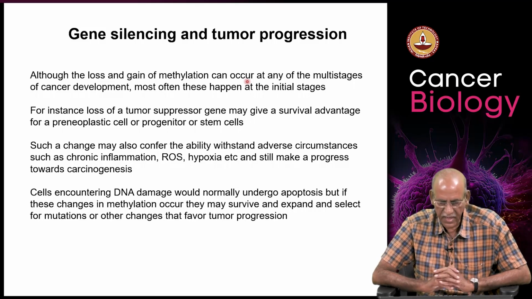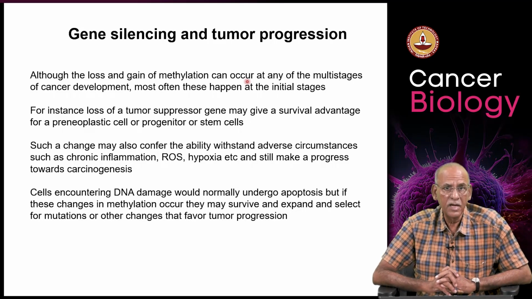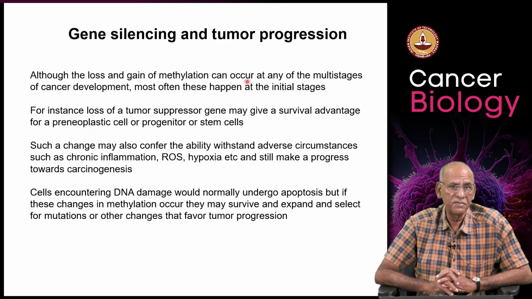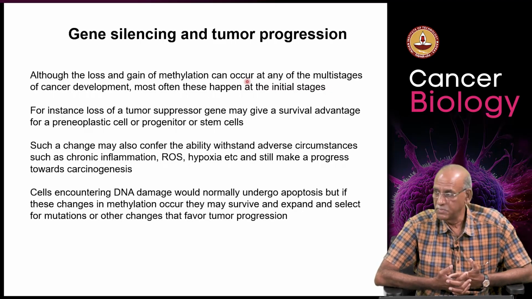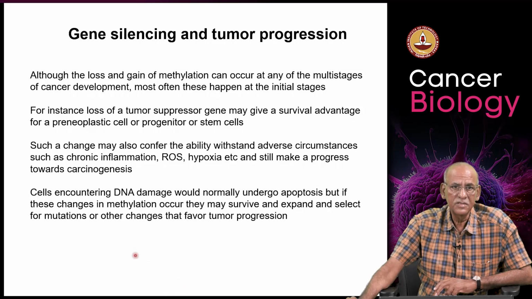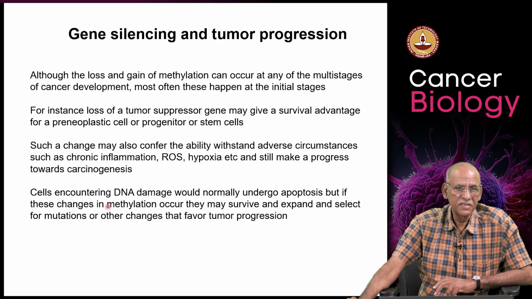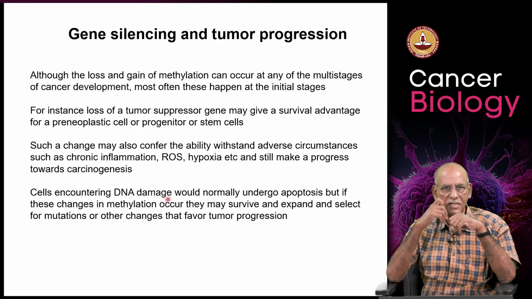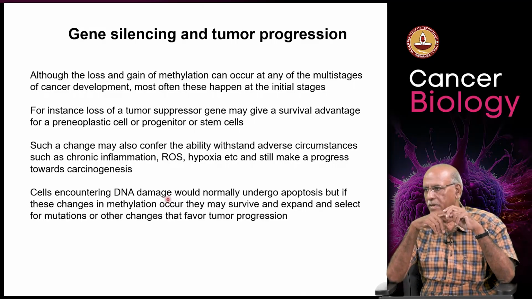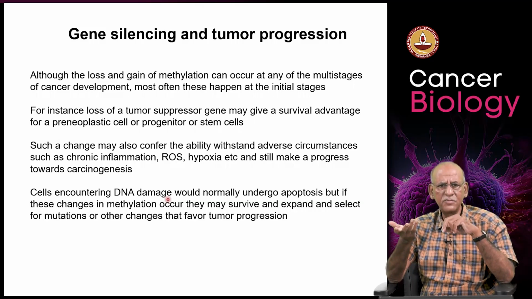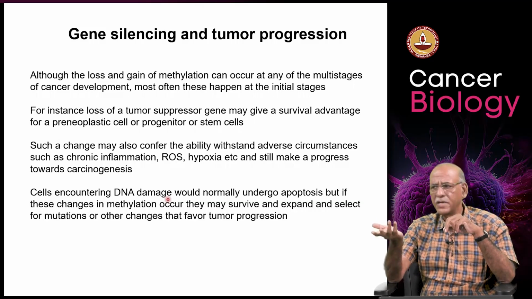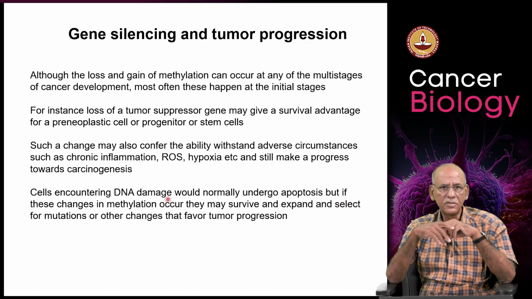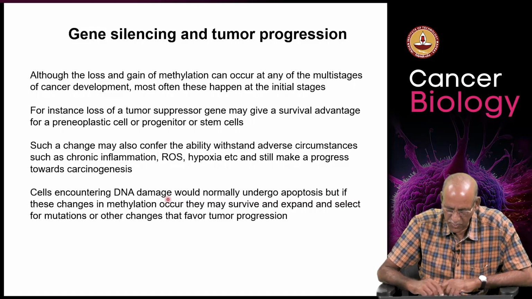Cells encountering DNA damage will normally undergo apoptosis, but if these changes in methylation occur, they may survive, for example. So this is why we are talking about these things, because this can serve as a mechanism for tumor progression. You can silence certain genes and that might help in tumor progression. For example, if you silence the tumor suppressor genes, that will help in cancer progression, simple. So that is what is shown here.